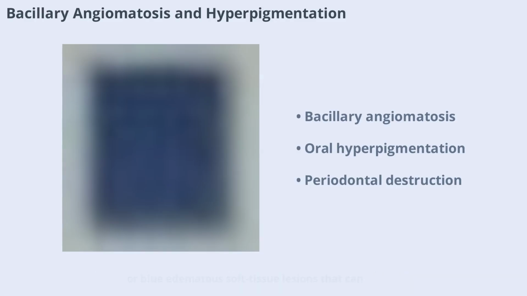It presents as red, purple, or blue edematous soft tissue lesions that can cause destruction of the periodontal ligament and bone. Oral hyperpigmentation is another common finding, often presenting as dark patches on the oral mucosa. Both conditions are important markers of HIV progression and require appropriate management.